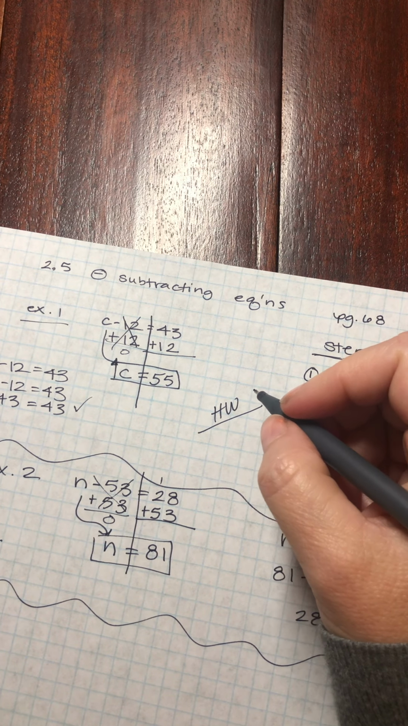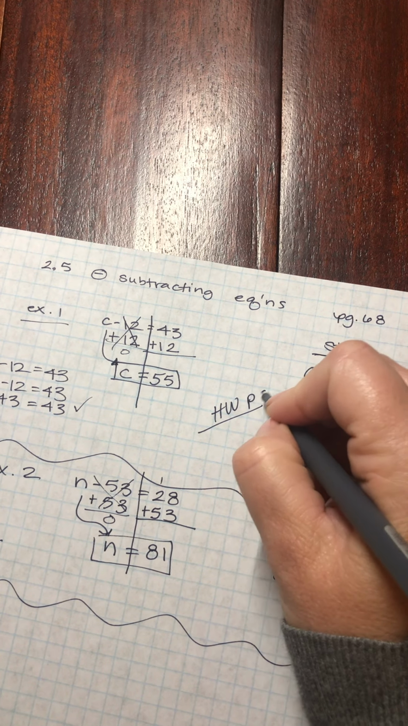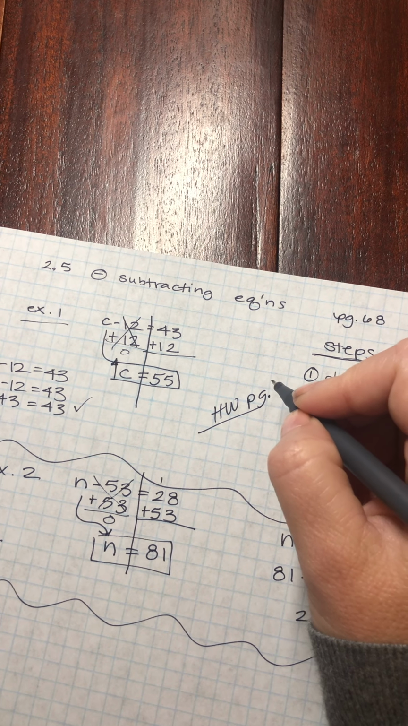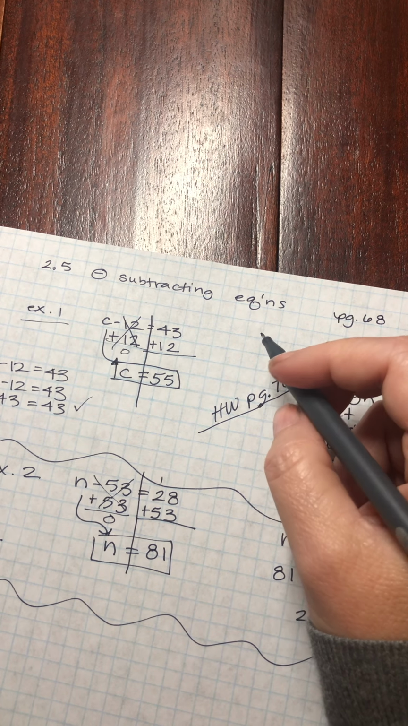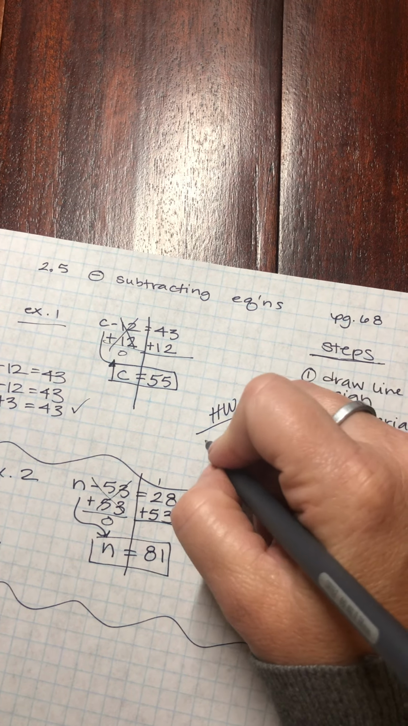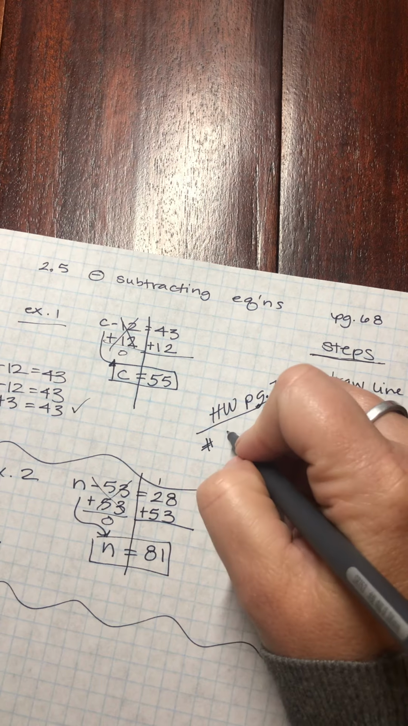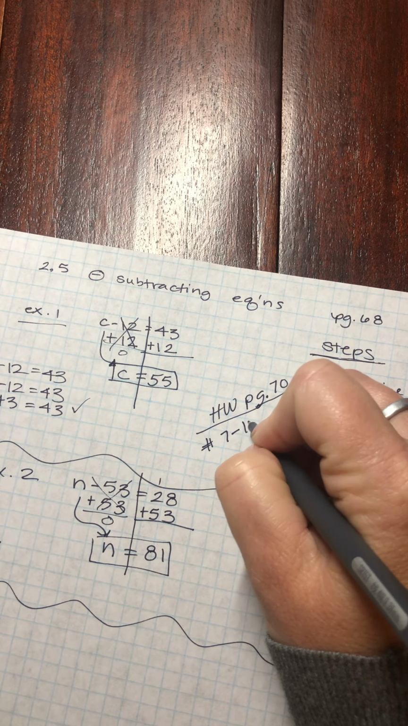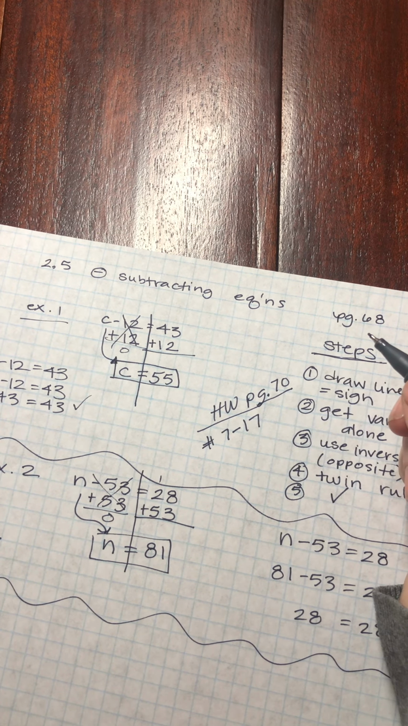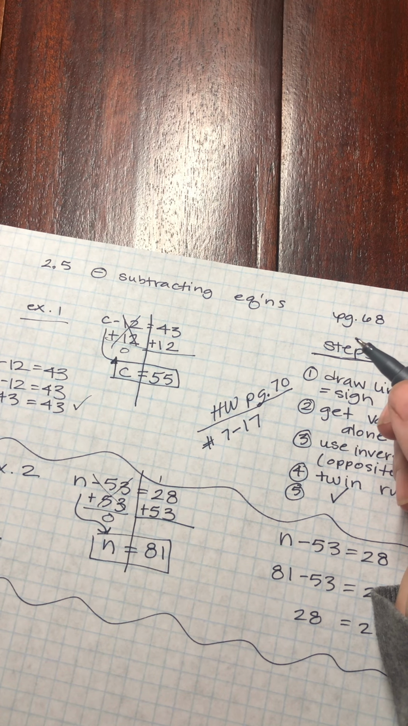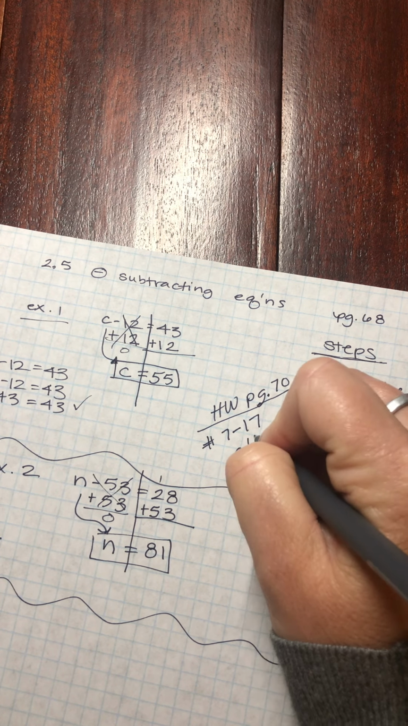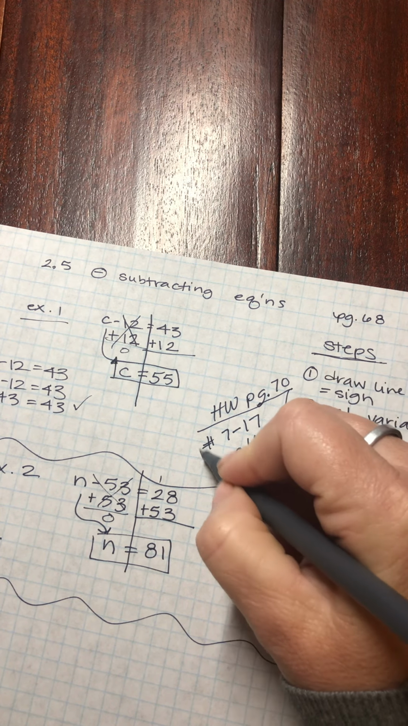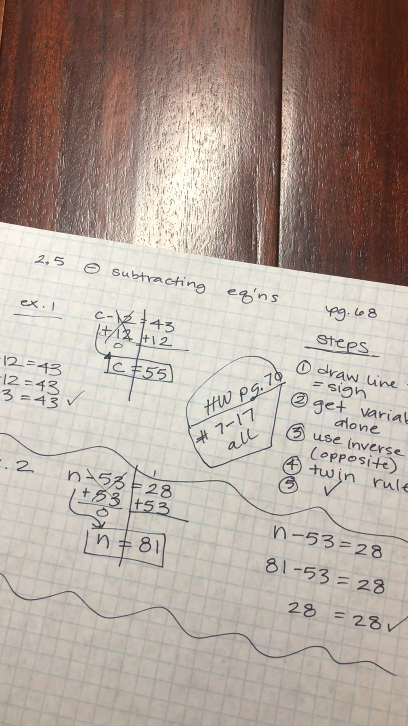Today, because we're in a new lesson, we're going to be on page 70. Okay? And we are going to do numbers 7 through 17. All today. Let's do them all. Okay? Again, if you have any questions, let me know.